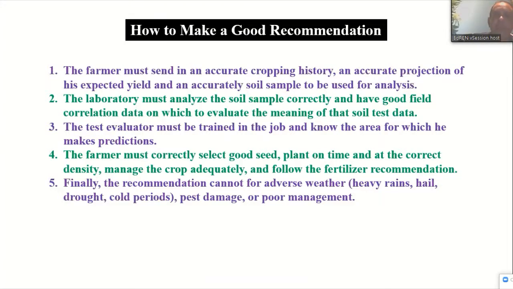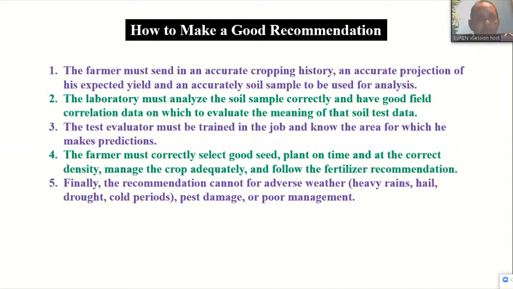For making a good recommendation, we need an accurate cropping history. We need to know the accurate cropping history, and this kind of cropping history we can get from the farmers only. If the farmers' information is misleading, that can also give us a wrong result.